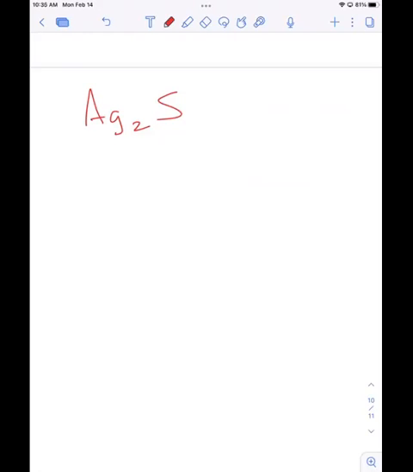So let's see if you've been paying attention. Somebody tell me, not the name, tell me if this is ionic or covalent, and then show me the two pieces, how you would pull this apart to see what the charges are on each piece. Ionic. Okay, it is ionic. It's a metal and a non-metal together.